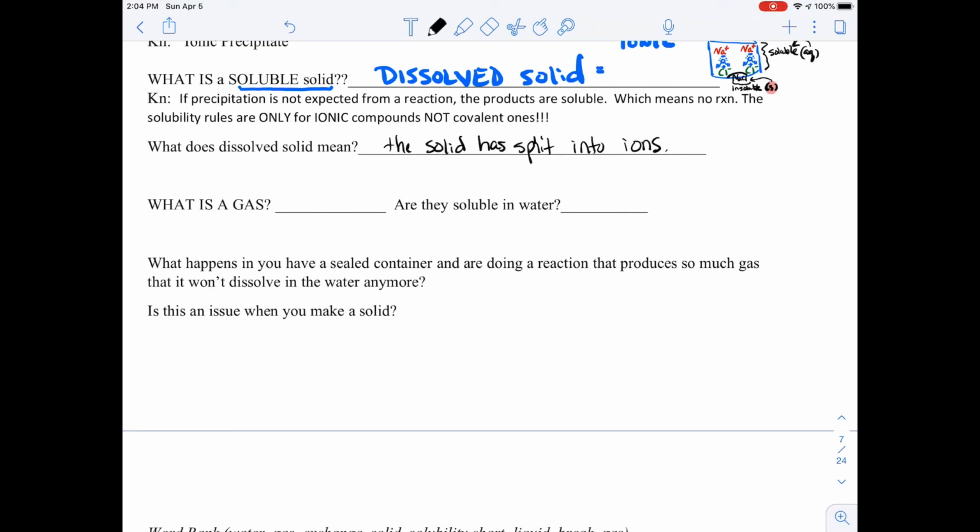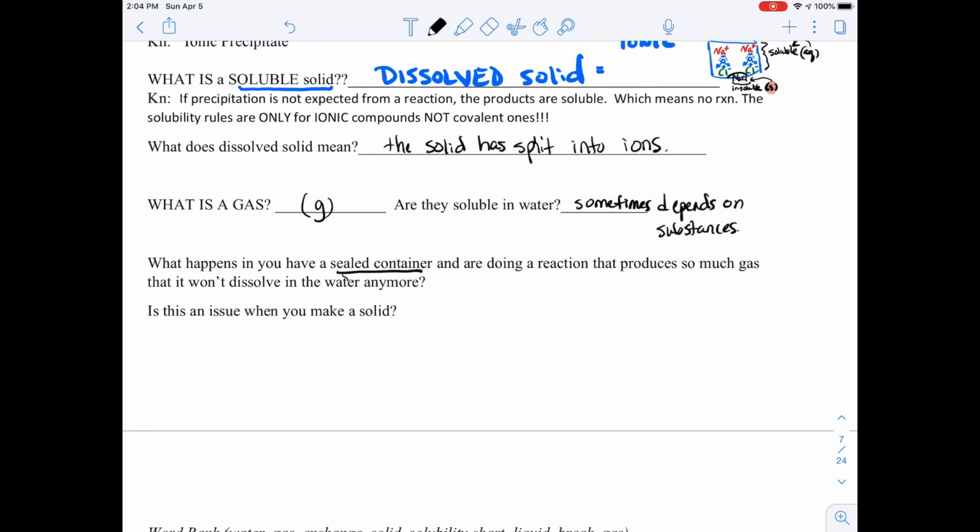A little note, what is a gas? You know what it is. It's something that's in the gas phase. The letter that we use for this is a G. Are gases soluble in water? Well, think about carbon dioxide. Think about Cokes, if you call them pops. There is a certain amount of solubility of some gases in water. Sometimes it depends, again, on the liquid and on the gas. But sometimes people don't think about that.